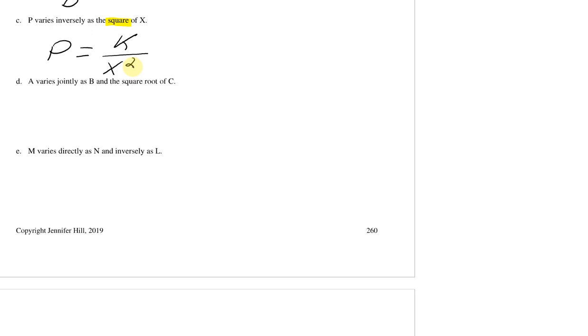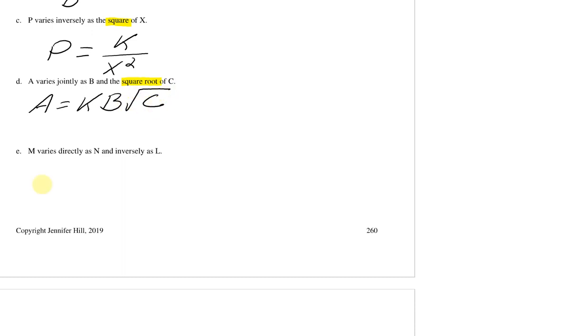Next, I've got a varies jointly as b and the square root of c. So again, pay attention to this part here, the square root. Now a varies, that means that a equals, and now we'd write down k. Now what are we going to do to k? We're going to multiply it by b and the square root of c.